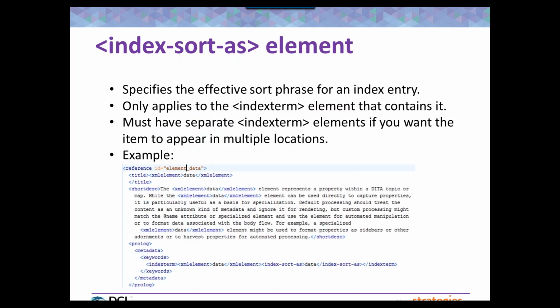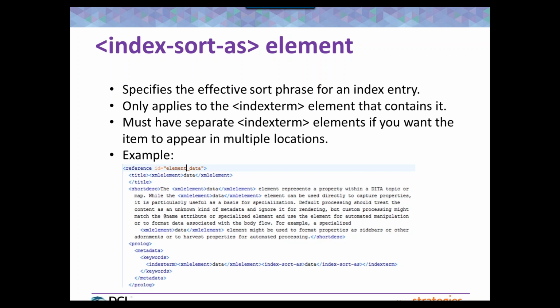And then the index sort as element allows you to indicate where index terms should appear in the index. So this is really common and important for items that you want to appear in your index that do not necessarily start with the first letter. So things that have periods, or in this case, if you were doing sort of elements and you didn't want the less than tag here, the actual, you can't see me pointing at my screen, of course. You want it to sort on data, not on the character before it.